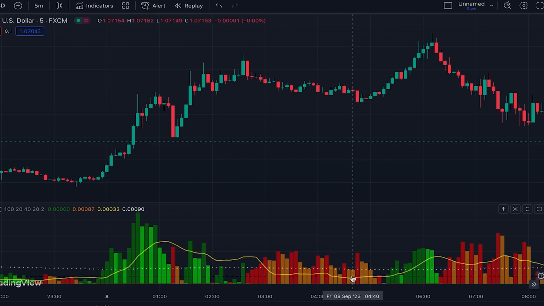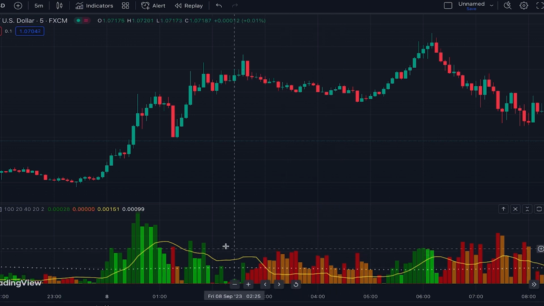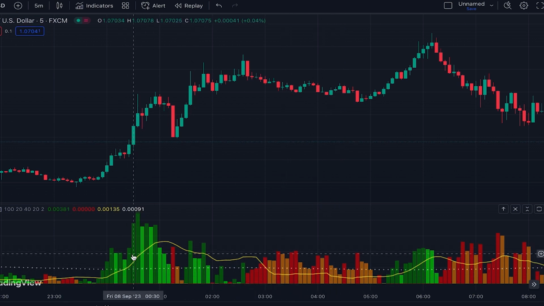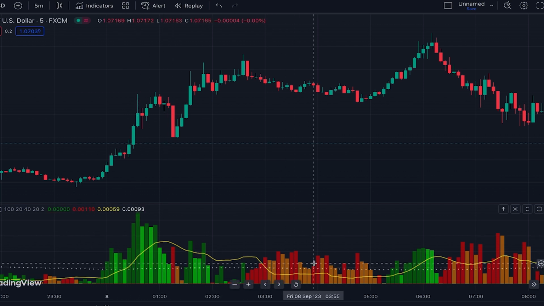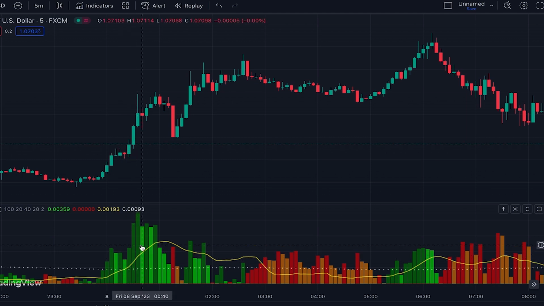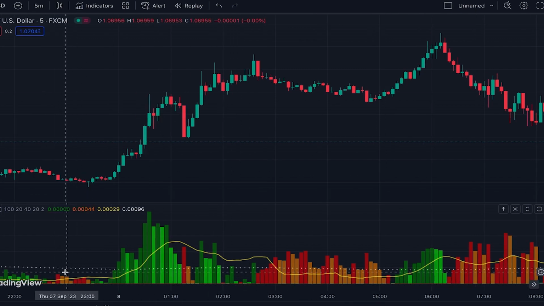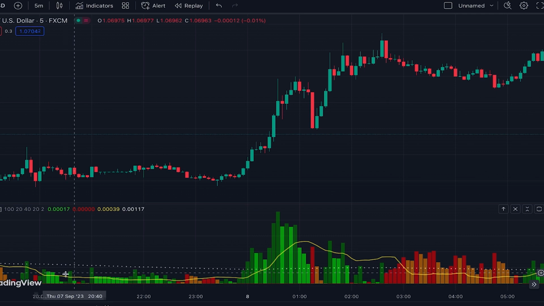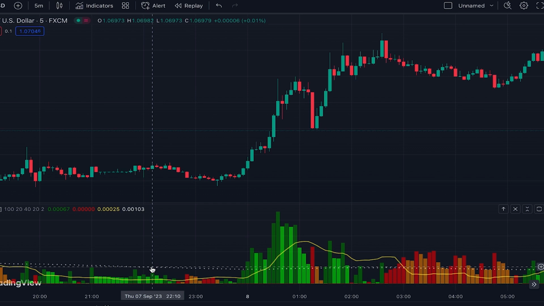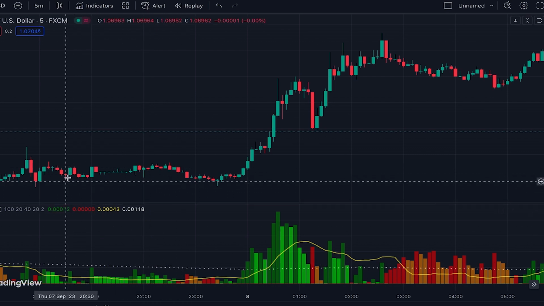The yellow line is the explosion line, and when the bars go above it, we have increased upside or downside momentum, depending on the color of the bars. If green bars cross above the explosion line, it's buying pressure, and if red bars cross above the explosion line, it shows increased selling pressure. And when the bars are below the dead zone line, the market is flat and we should not trade. For example, in this period, you can see the bars are below the dead zone line, showing that the market is not trending and is flat.